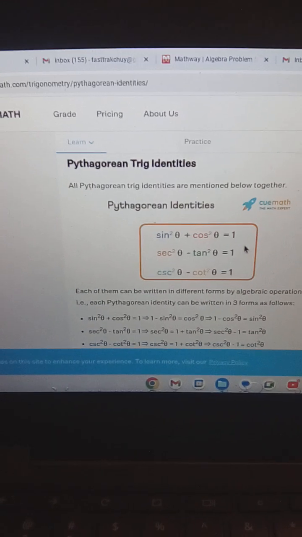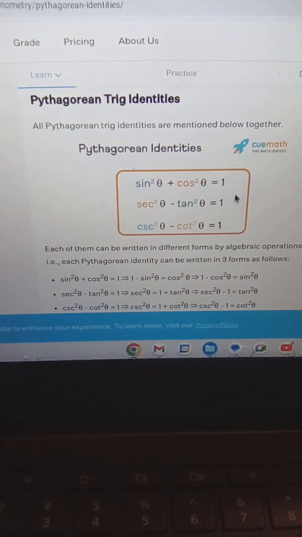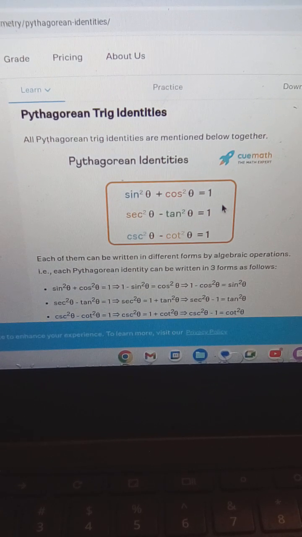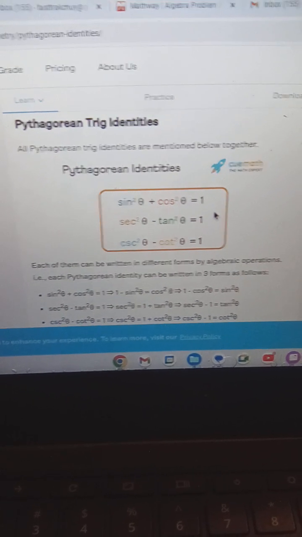So it's going to be very, very different, okay? These are the Pythagorean identities. We have sine squared theta plus cosine squared theta equals 1. Secant squared theta minus tangent squared theta equals 1. Same thing with cosecant and cotangent. Okay, it's a little bit tricky, but I'm going to show you why. This is a Pythagorean identity. I made a mistake there. So the Pythagorean identity. So we're going to do this.